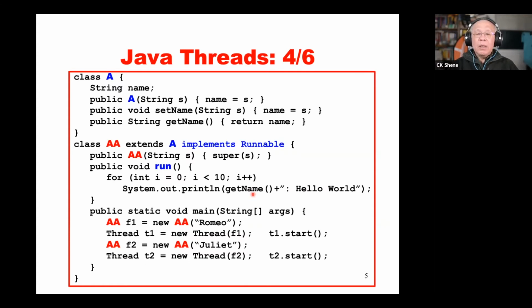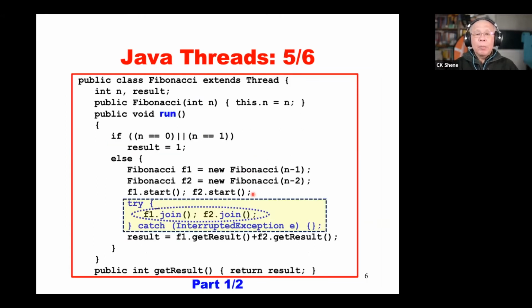So we may see 2 lines of Romeo, hello world, followed by 1 line of Juliet, hello world, and so on and so forth. As we mentioned throughout the whole semester, multi-thread and multi-process behavior is dynamic. We have no way to predict which will happen before something or after something. Now let's take a look at a more interesting example.